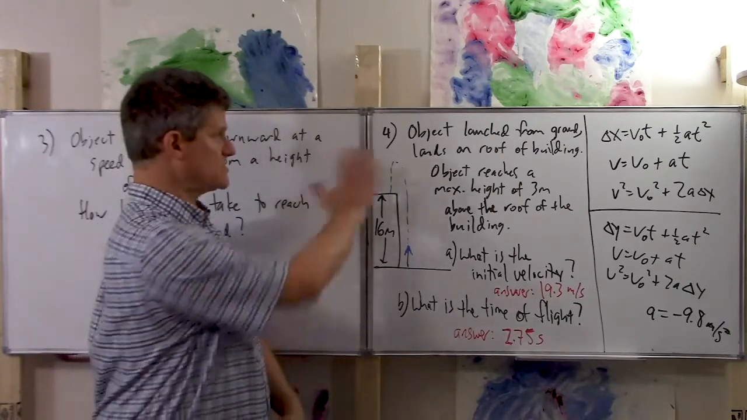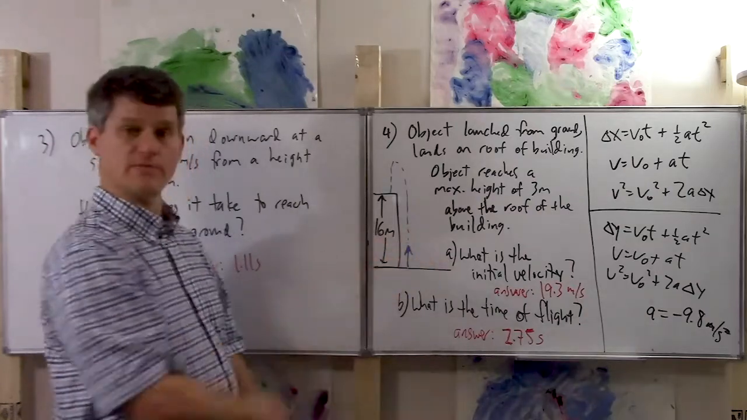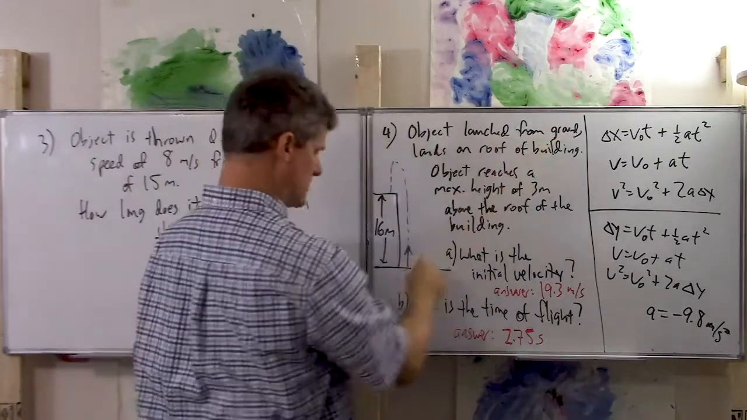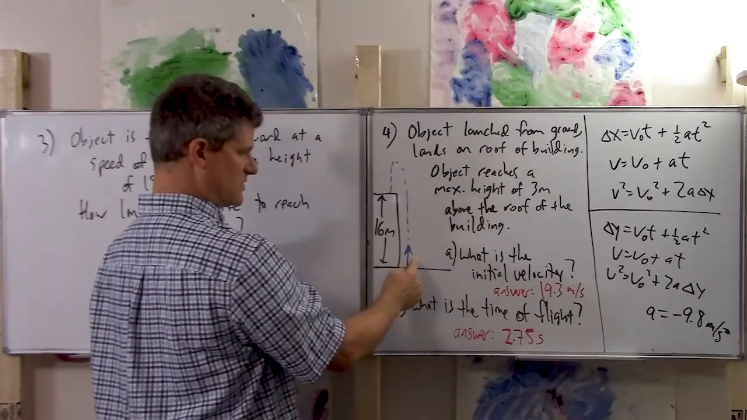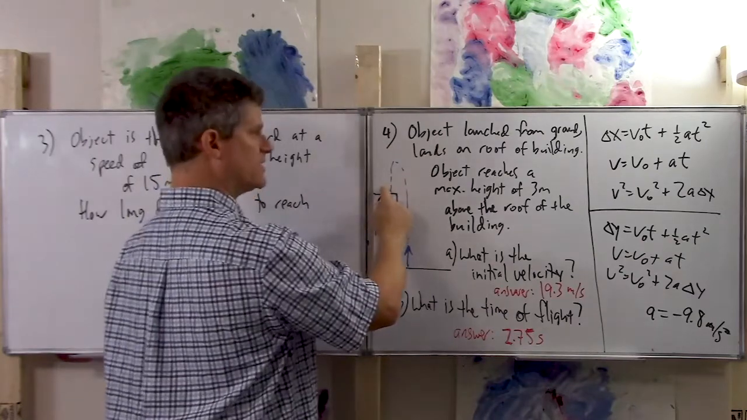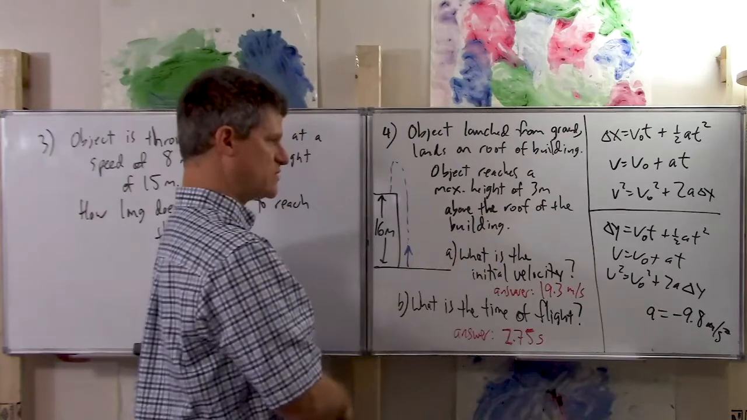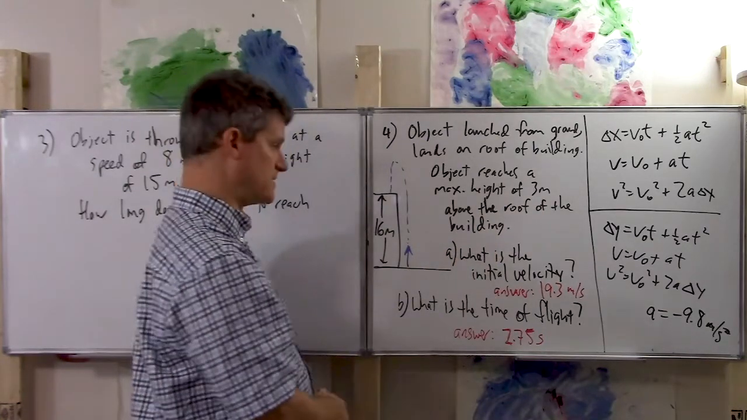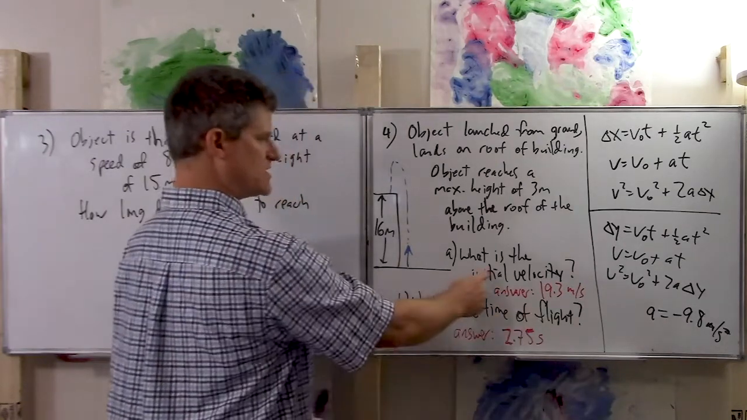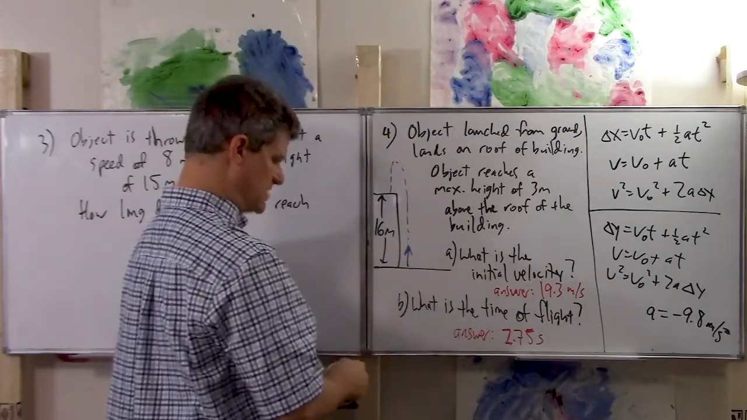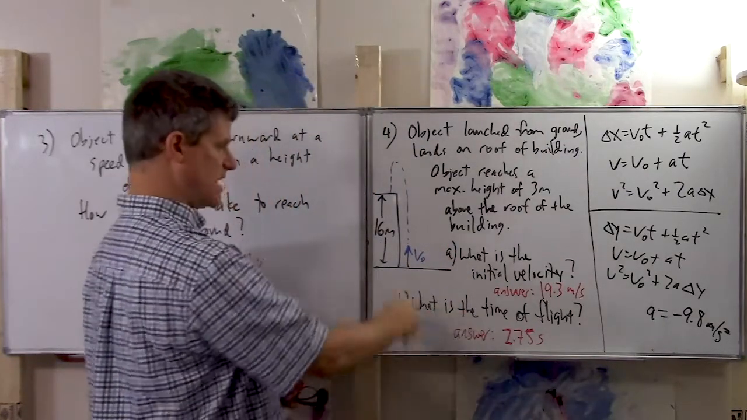And if you want a challenge, here's number 4. It's just a little different than all the other ones. You're solving for something different, but it uses the same equations. So an object is launched from the ground, from down here, it lands on the roof of a building. So it launches from the ground, it goes up and lands on the roof. It reaches a maximum height of 3 meters above the roof of the building. So that's 3 meters above the roof of the building, not above the ground. What is the initial velocity and what is the time of flight? So the initial velocity we're looking for is down here, v0. And the time of flight is the time for the whole trip.